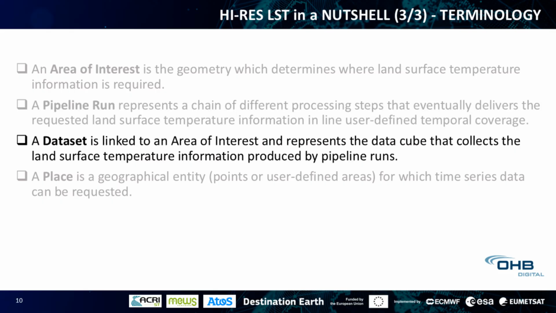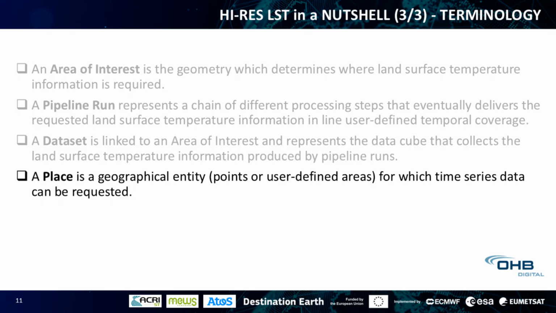A dataset is linked with an area of interest and stores the resulting data cube containing all land surface temperature outputs created by the pipeline runs. A place refers to a geographic entity, which is either a point or a user-defined area from which time series information can be requested and explored.